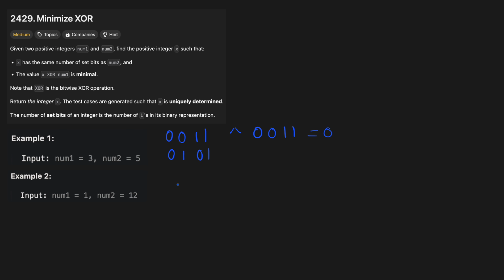Similarly, in example 2, we have num1 with binary representation 0001 and num2 with binary representation 1100. And now our answer x will be equal to 3 with binary representation 0011, because it has the same number of set bits as num2 and 1 XOR 3 gives us 2, which is minimal compared to any other number with the same number of set bits as num2, equal to 12.